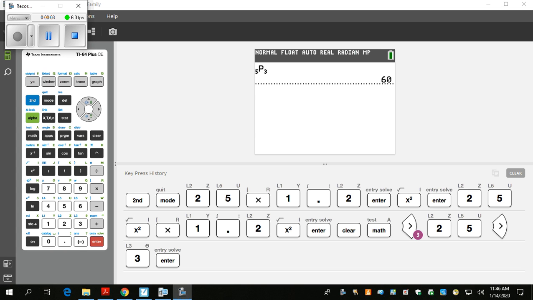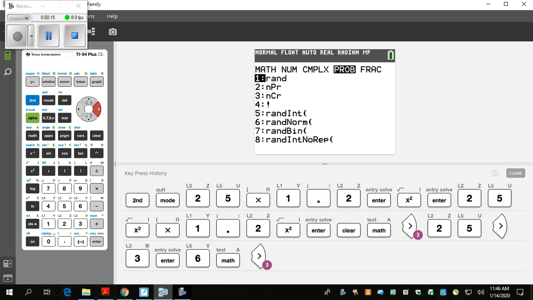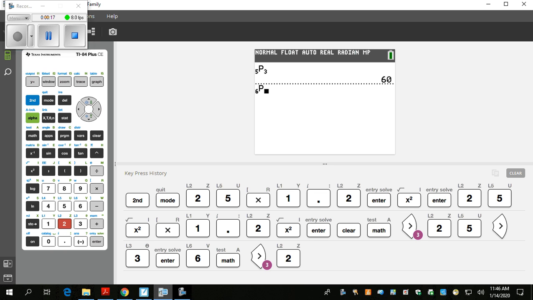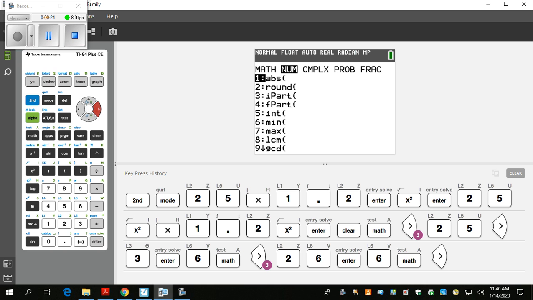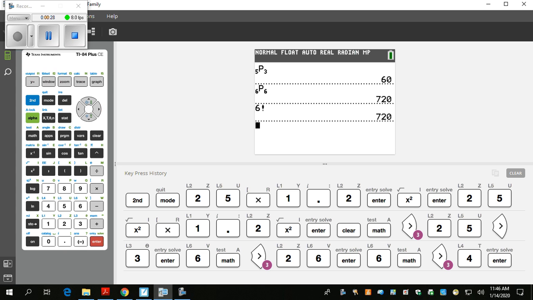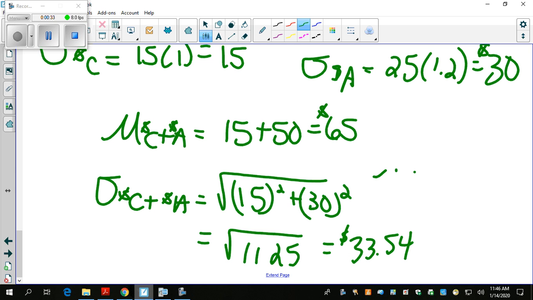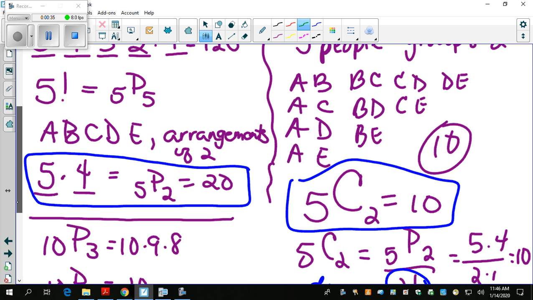Okay, so I'm basically going to pick up where I left off. So 5P3 is 60. 6P6 is, sorry, is 6 factorial. So that's the same thing as doing 6 factorial. Okay, and other things that I just wanted to say that I didn't say.